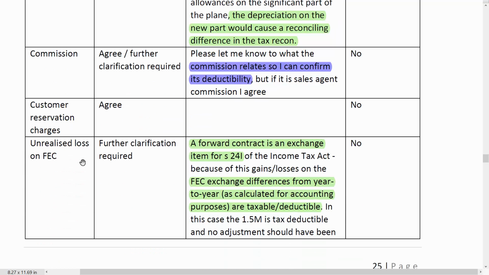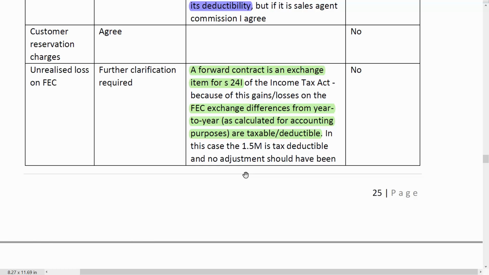Next, on the unrealized losses on the APC, the candidate picks up that forward exchange contracts are exchange items in terms of Section 24I, and so therefore the gains or losses on a forward exchange contract are taxable. So gains or losses would be deductible or included into taxable income in terms of Section 24I. And so therefore Julio's treatment of adding the amount back would be incorrect.